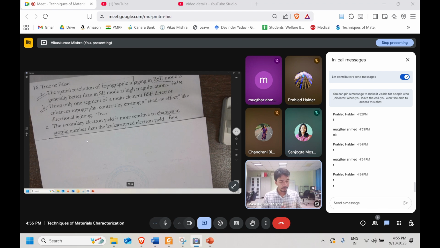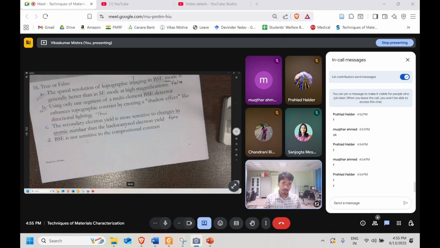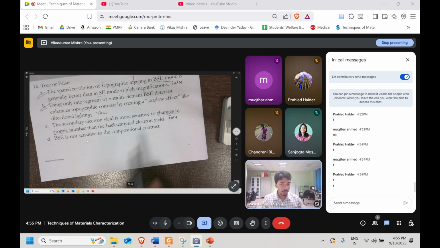So whenever we are talking about the atomic contrast, SE is not coming into the picture. Only the BSE is there. Whenever you are talking about the topological information, you can use both SE and BSE, but when you go to the higher magnification, you have to go with the SE because the resolution is not that good in the BSE mode. So more or less, on the larger scale, everyone uses the SE mode for the topological information. Now that's the D part. BSE is not sensitive to the compositional contrast.